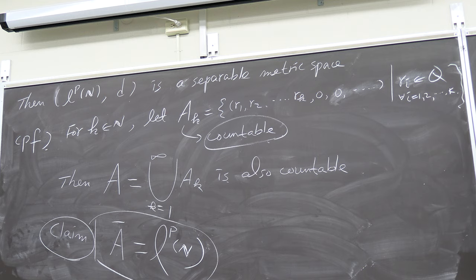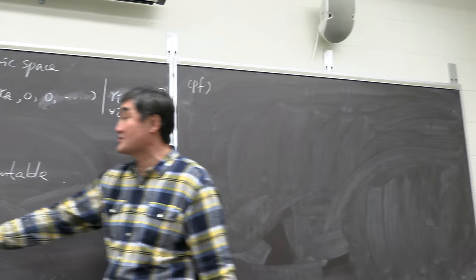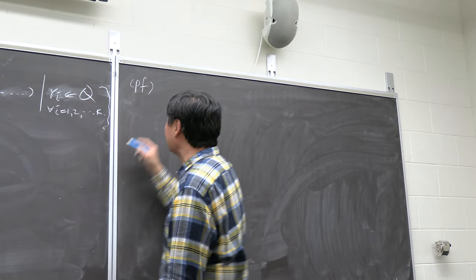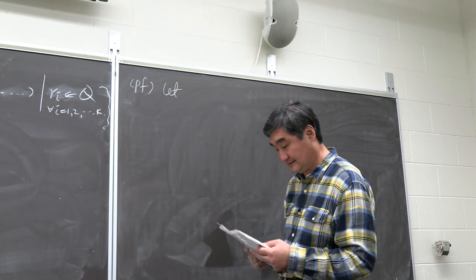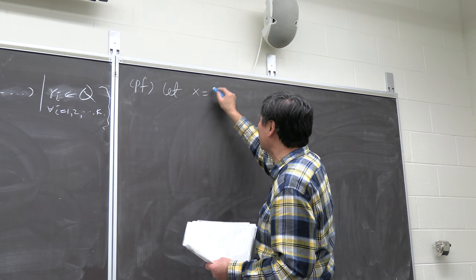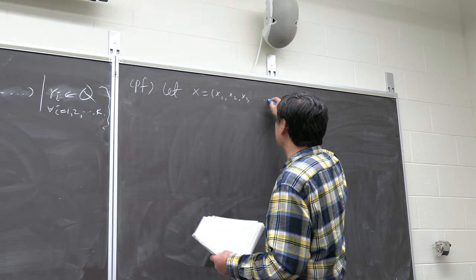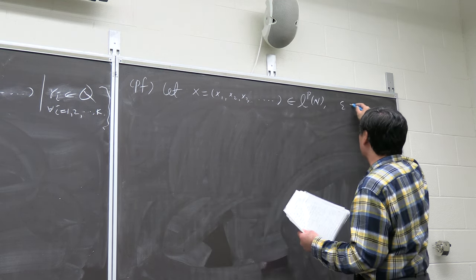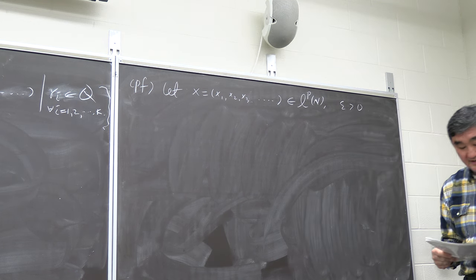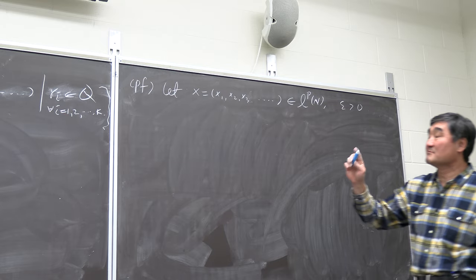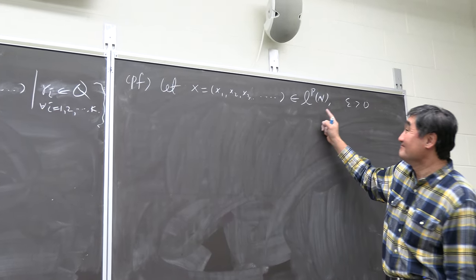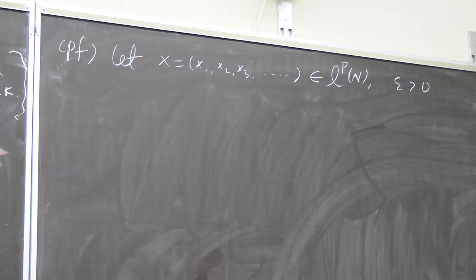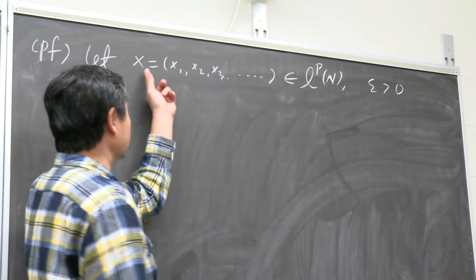To justify that claim, let's take an arbitrary element in lp and let epsilon be an arbitrary positive number. So let x be an arbitrary element in lp, and let epsilon be an arbitrary positive number. And then we want to prove that there is some element in this countable set A which is in the epsilon neighborhood around that point.